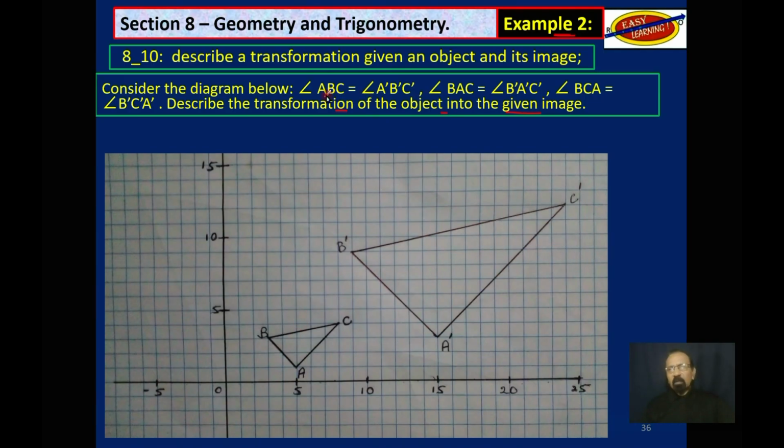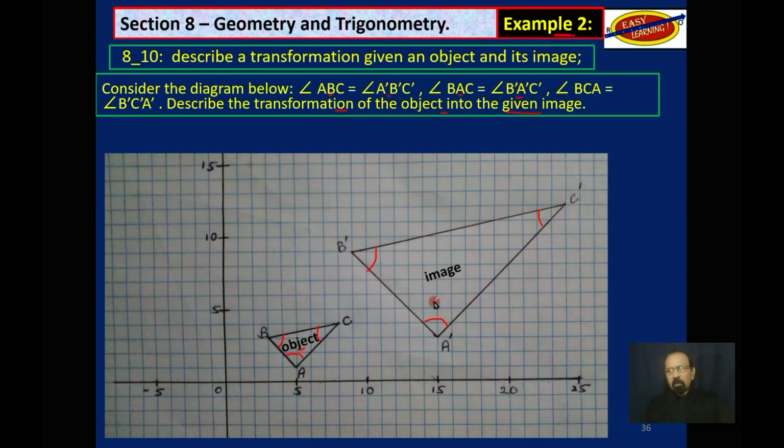It says angle B is equal to angle B prime, so that angle is equal to this angle. Angle A is equal to A prime, so that angle is equal to this angle. And angle C is equal to C prime, that angle is equal to this angle. So yes, three corresponding angles being equal would make them similar triangles.